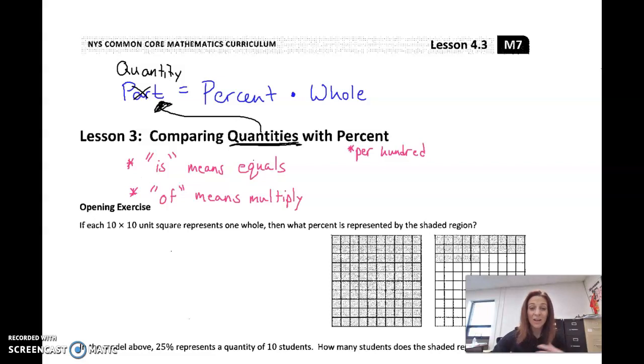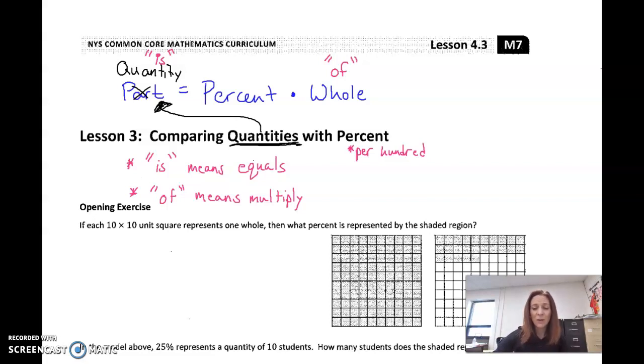So in our equation up here, our quantity is the part. Notice it's right by the equal sign. And our whole quantity, it's out of something, that's going to be our whole. Notice of means to multiply. So the whole is what we put with the of, and the quantity goes with the is. We're going to go through that again in the other examples. So this is our setup.